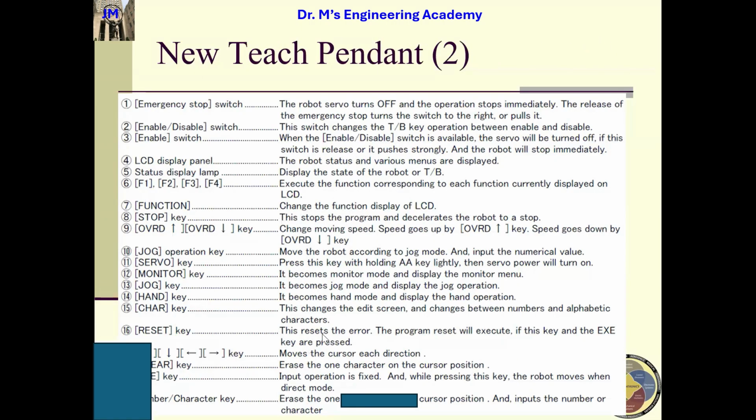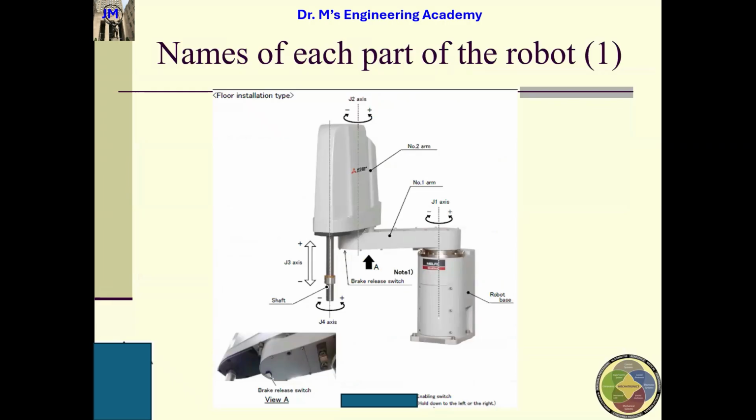Questions regarding this new teach pendant? Okay. And then we look at the name of each part of the robot. Here is the robot base, and this robot is fixed, mounted on a table. I think most of you have seen our industrial robots, even though maybe you do not pay attention to them. So here is the robot base, mounted on the table.